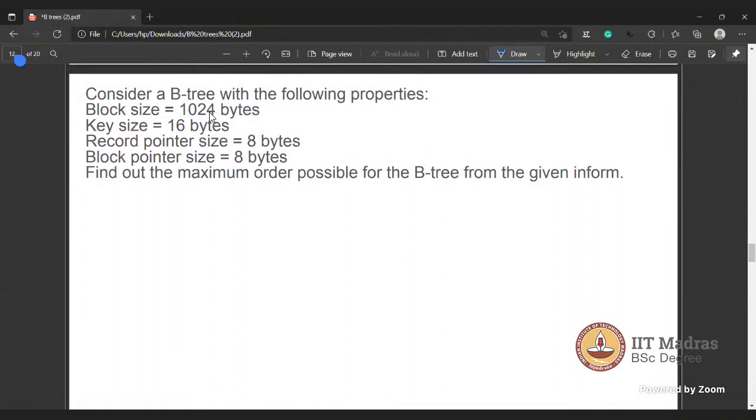So how to solve these types of problems? Anyone want to explain how to? Consider a B tree with the following properties. Block size is 1024 bytes and key size is 16 bytes. Record pointer size is 8 bytes and block pointer size is 8 bytes. You have to find out the maximum order possible for the B tree for the given information.